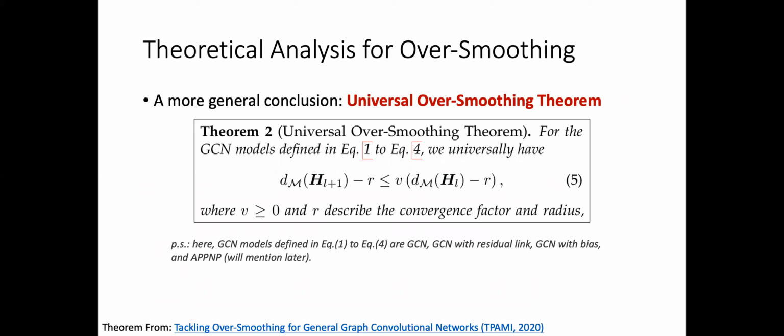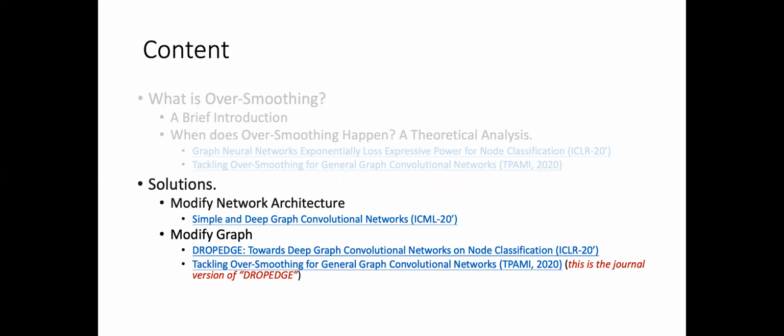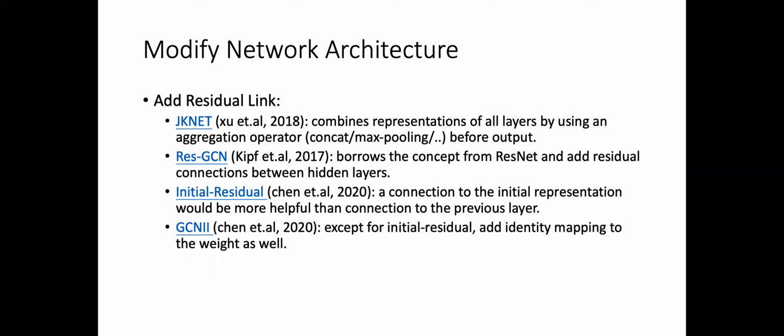So these are all the theoretical results for the oversmoothing problem. Then after we have some understanding of what oversmoothing is and when it happens, and after we have some theoretical analysis, let's see how to solve this kind of oversmoothing problem. Okay. So the first type of methods to solve the oversmoothing problem is to modify the network architecture.